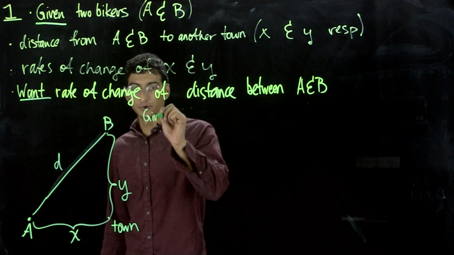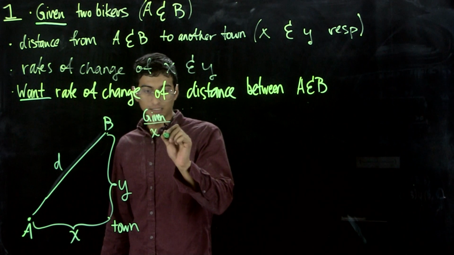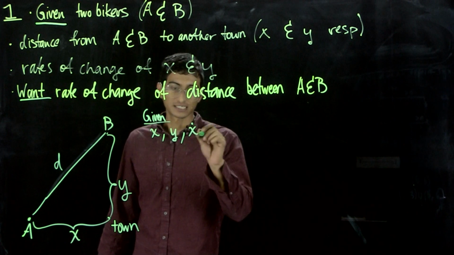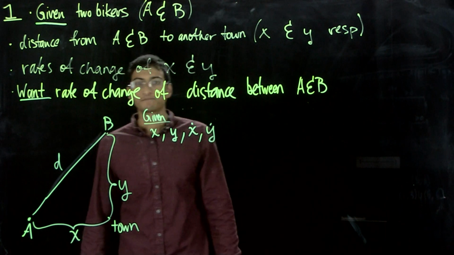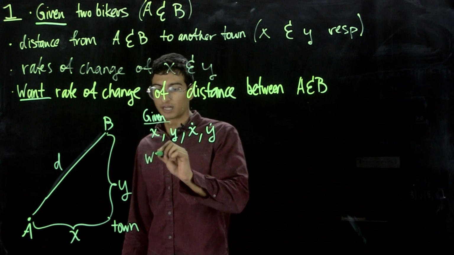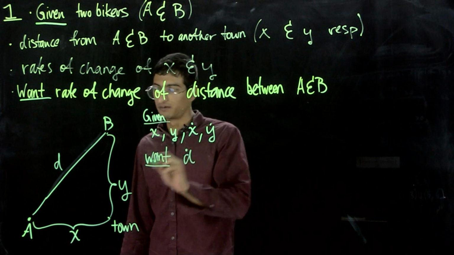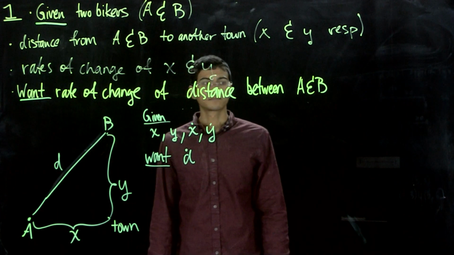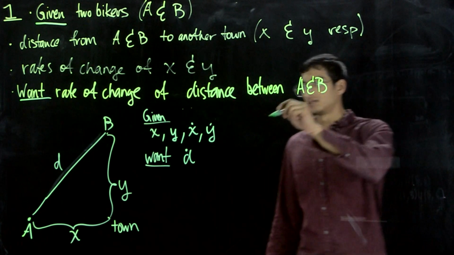And let's say we are given X, Y, X dot, the time derivative of X, and Y dot, the time derivative of Y. And we want the time derivative of the distance between A and B. Okay, so let's do this problem.